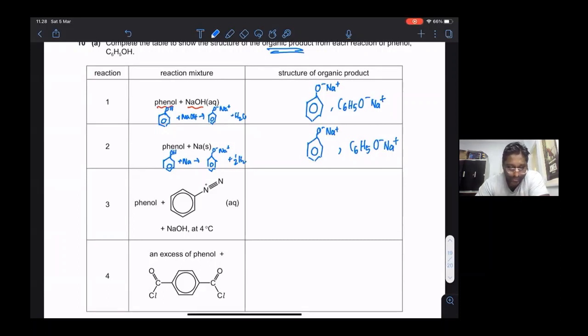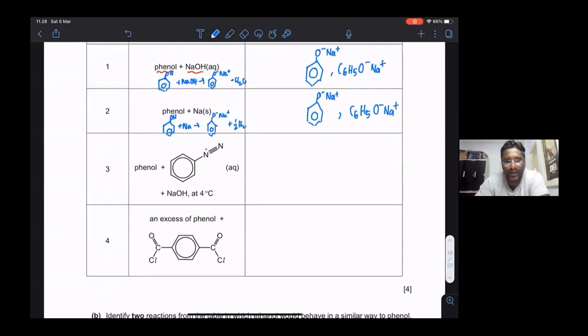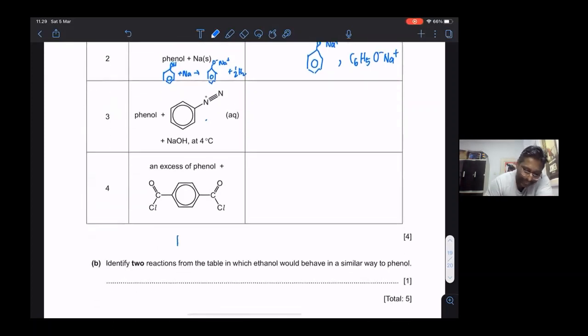Now this is going to be a diazotization reaction. Phenol reacting with this molecule, diazonium, so you are going to get the orange dye. So sodium hydroxide at 4 degrees Celsius here. I will draw directly, maybe I'll just put OH. Then you react with this N2 plus.